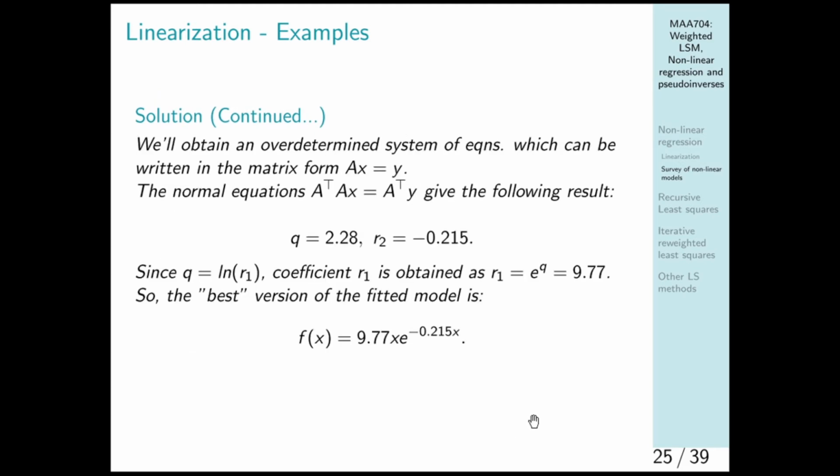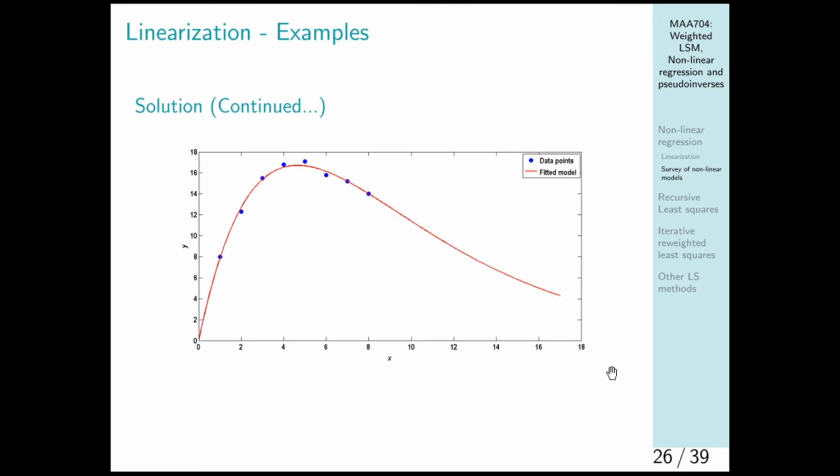Now we obtain an overdetermined system of equations again, which we can write in this form using the least squares method. Now the normal equations here that we will use give this result. And finally we recover R1 by doing e to the power of q. And we get 9.77 times x times e to this power here, which is an inverse exponential. And this is how the model fits the data.